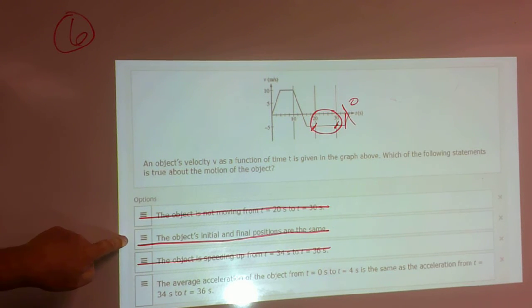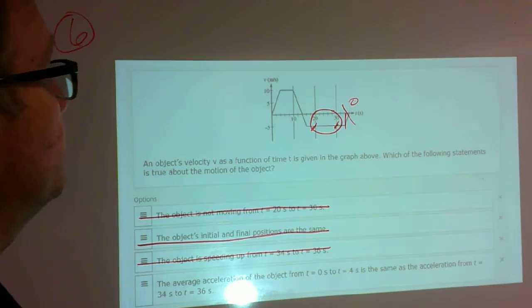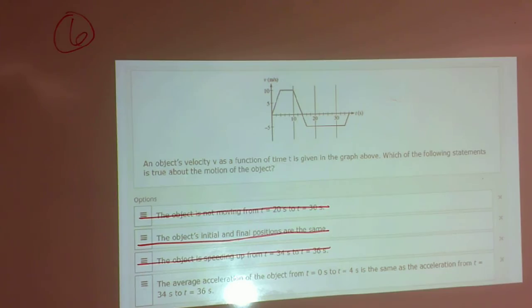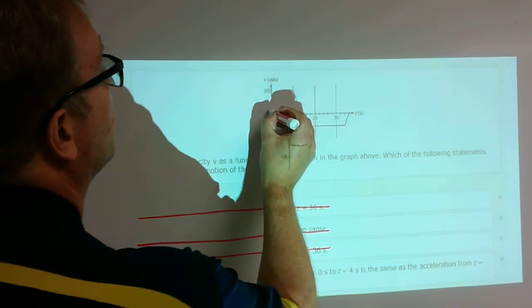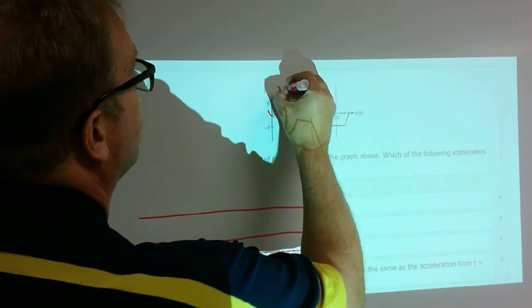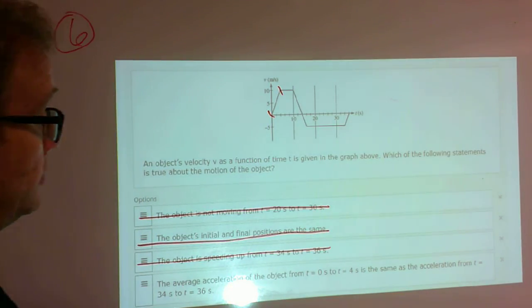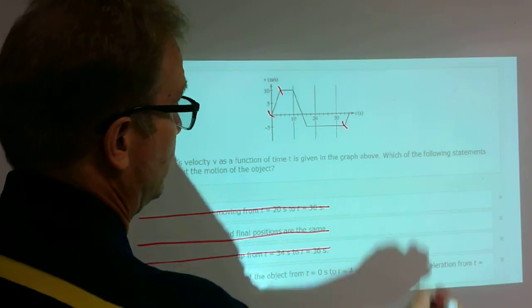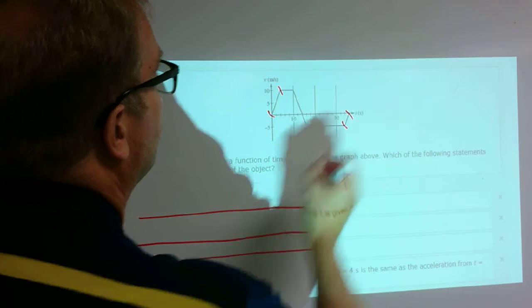This one might be the one you might choose, but it's kind of in a different way you're going to look at it. The average acceleration from 0 seconds to 4 seconds is the same as from 34 to 36. So we're going to look at 0 to 4 seconds. And then we're going to look from 34 to 36 seconds.